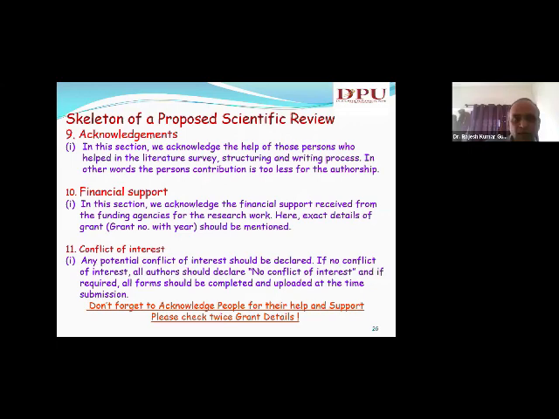So there is a paragraph for that. Earlier, the financial support was written in the acknowledgement section, but nowadays the practice is that we should acknowledge separately the financial support from the different funding agencies, like the Department of Science and Technology, the Department of Biotechnology, the Indian Council of Medical Research. Whenever they send a grant, they give a grant number and year, all the information. So we have to mention the exact details of the grant number with year in our paper also.